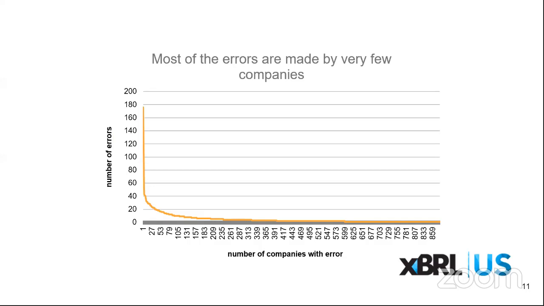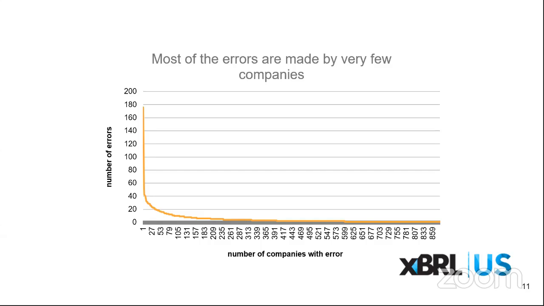On the next slide, we see that most of the errors are made by very few companies. So this slide was prepared based on Q1 filings, and there was one filer that had 176 errors. And then it quickly dropped off. There were 27 companies that had about 20 errors. And as you can see, it drops off after that, so that those remaining companies had 2 to 5 errors, very insignificant numbers relatively.